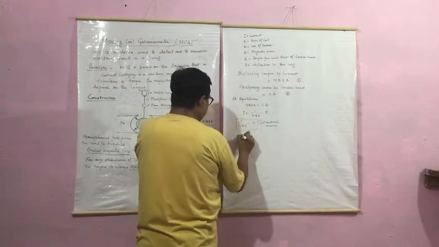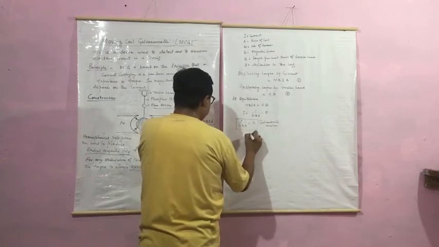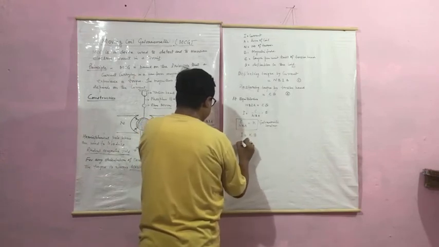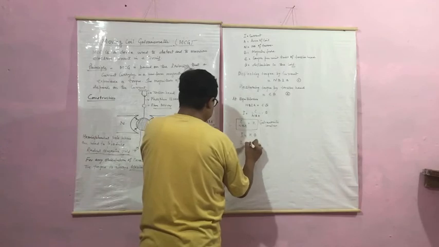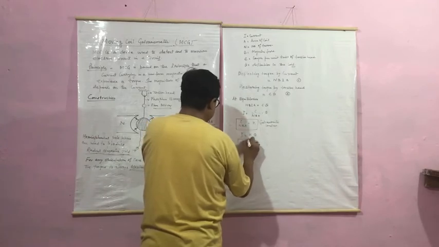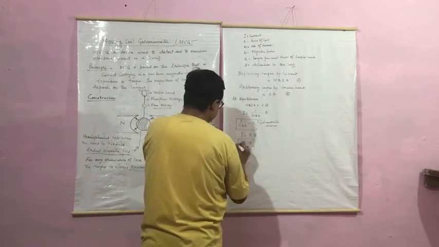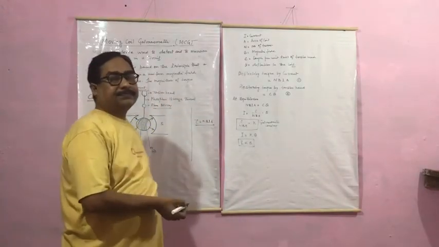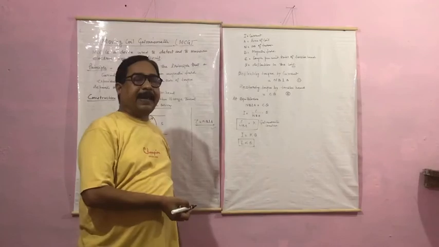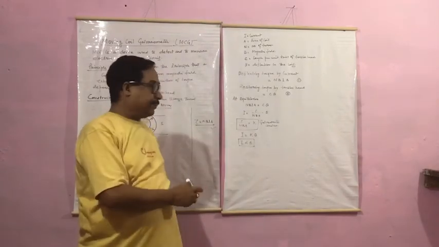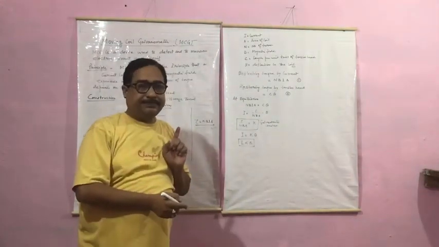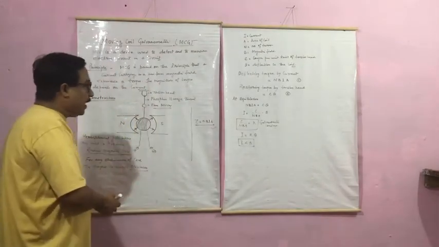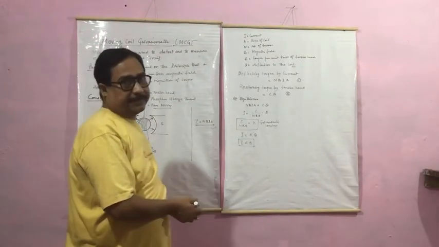So this I is equal to K theta, that is I proportional to theta. This is your principle of galvanometer. So if we measure theta, then by multiplying that theta by K, we can measure current. So this is the way to measure current, right?